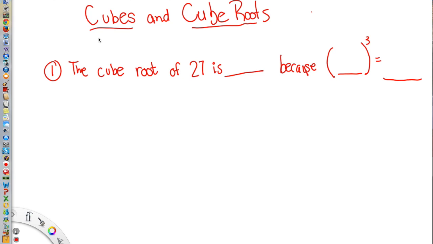So today we will take a look at some of the sample problems in your homework, and I'll break it down step by step on how to solve cube roots. Let's get out our homework and look at cubes and cube roots. Number one, it says we need to find the cube root of 27 is blank because blank to the third power is equal to blank. Okay, so let's find the cube root of 27.